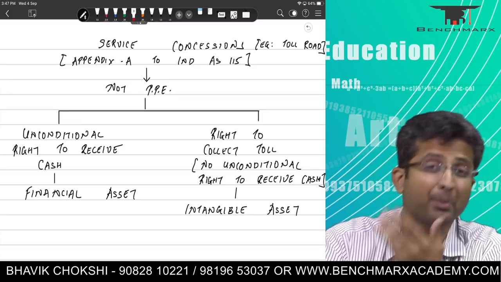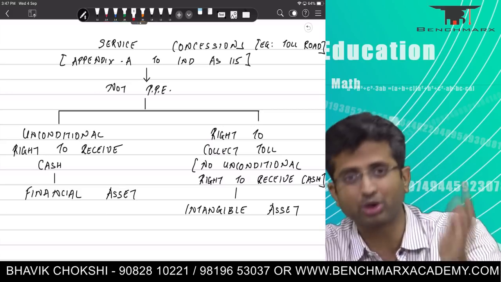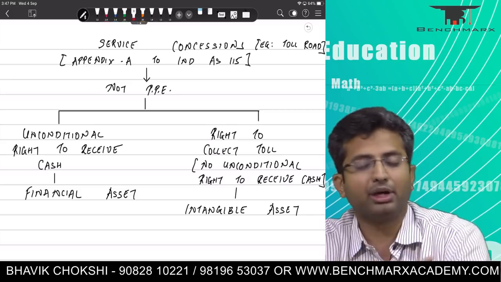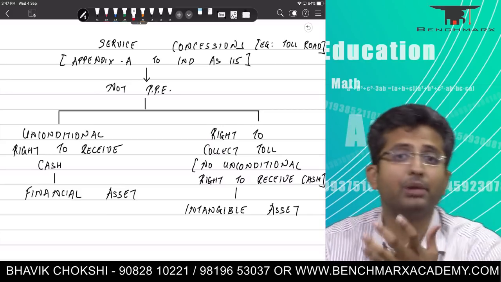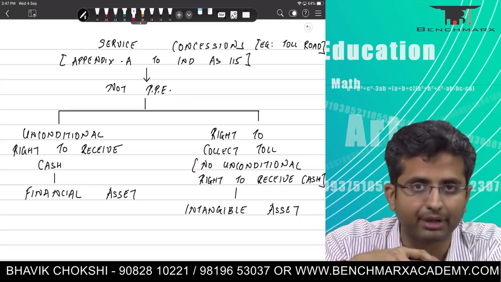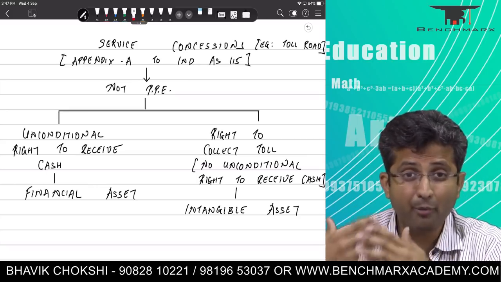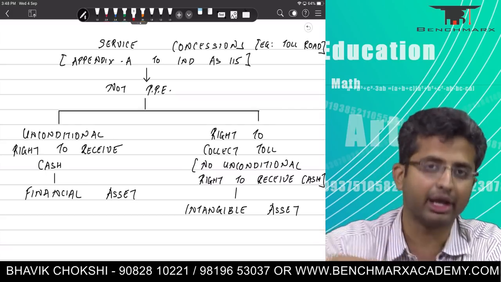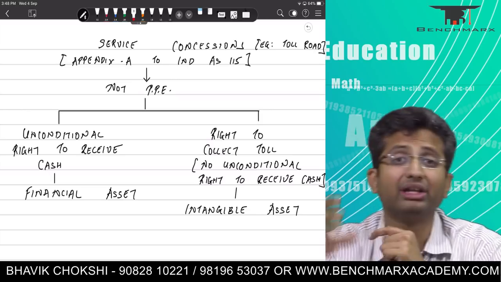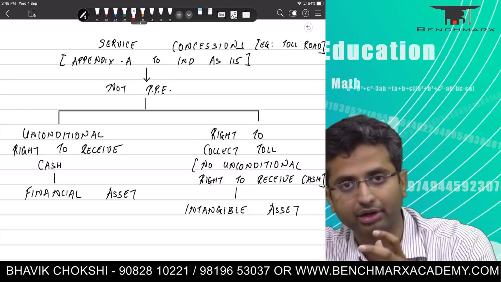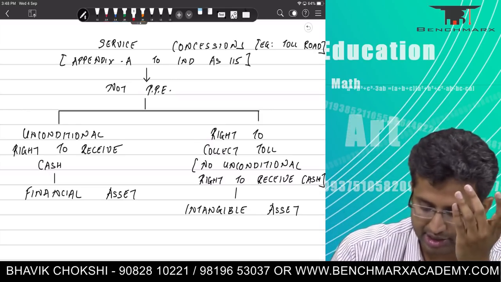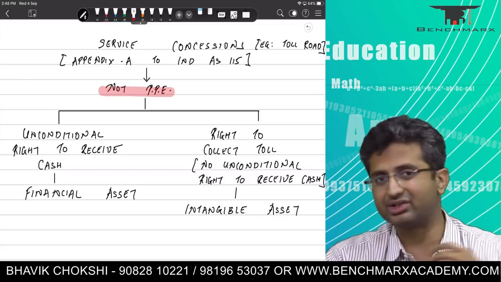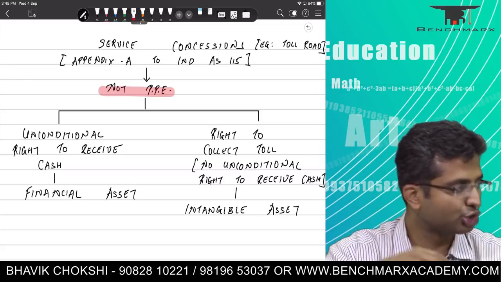Second possibility, the government does not have enough money. So the government says, well, you know what, you construct the bridge. I don't have money to pay you for that, but the Indian public can pay you for that by using the bridge. They can pay you toll. So the government bestows on you a right to collect toll. And a right to collect toll is considered to be an intangible asset. So in either case, the standard clarifies under the appendix that this is not a PPE.